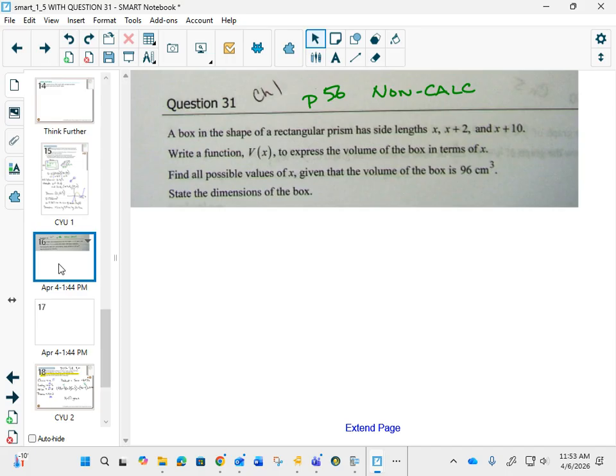It also was on a non-calculator part. So I'll give you some time to write it down first. So first I'll give you a lesson on how to draw three-dimensional boxes pretty easily because it's super helpful. We've got a box in the shape of a rectangular prism.